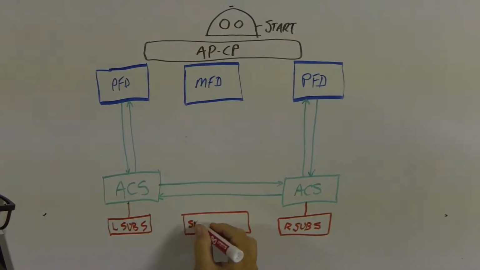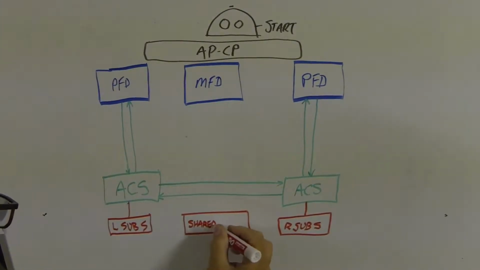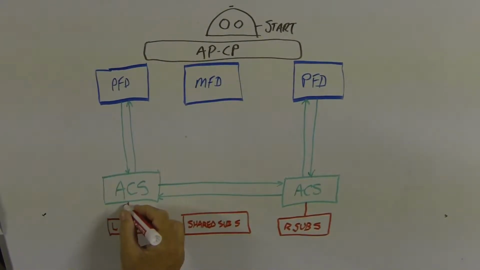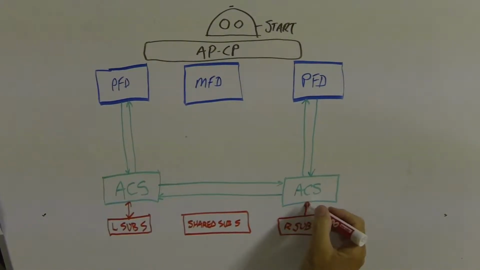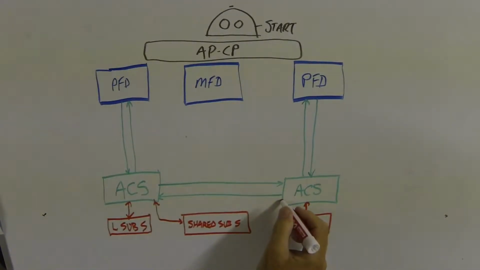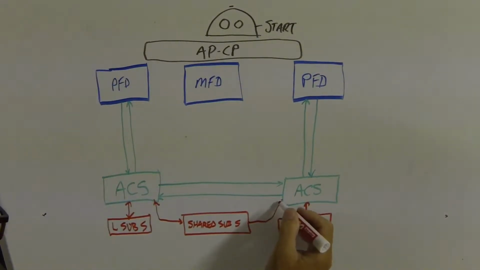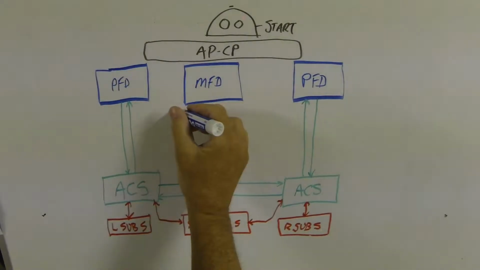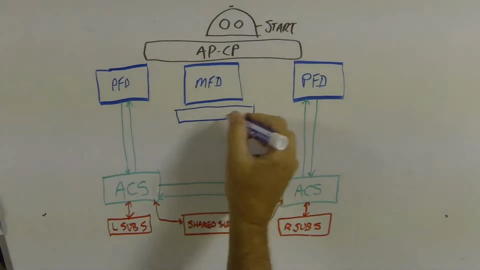All right, so below each ACS we have a subsystem, and then in between each ACS we have a shared subsystem. So either the left or the right ACS can command the shared subsystems, but only the right ACS can command the right subsystems, and similarly the left ACS can command the left subsystems.